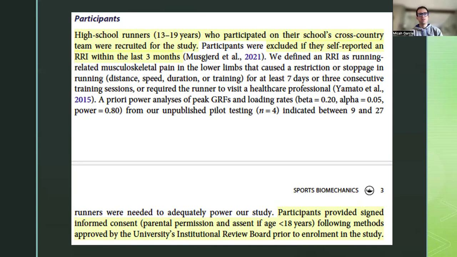You see here that there's also a statement that participants signed informed consent. Now, since some of them were minors, they need parental permission as well. And the methods were approved by the institution, the university's IRB, prior to those participants enrolling in the study. Okay, so that kind of hits all those main criteria of the participant information that we are looking for.